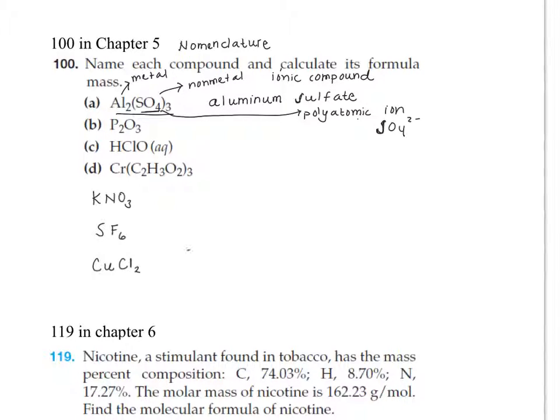Okay, so here we have our metal, which is potassium. And then we have our nonmetal. So this again is an ionic compound. So we name our metal first, which is potassium. And our nonmetal is nitrate.